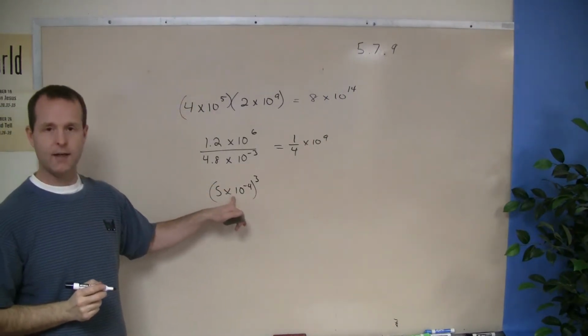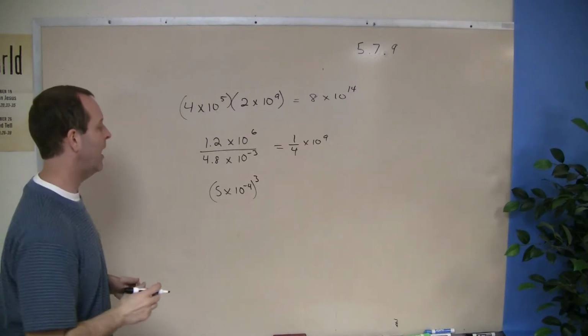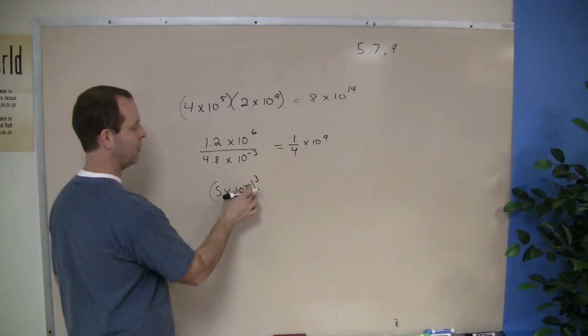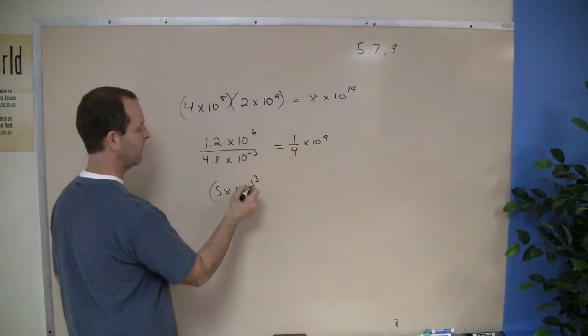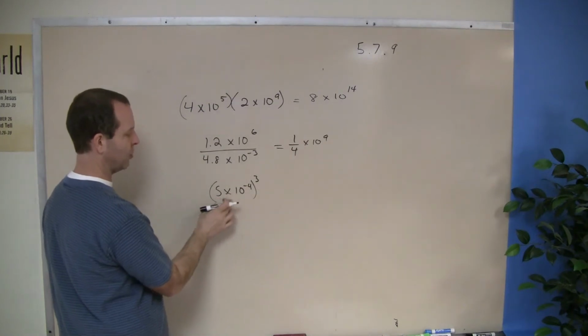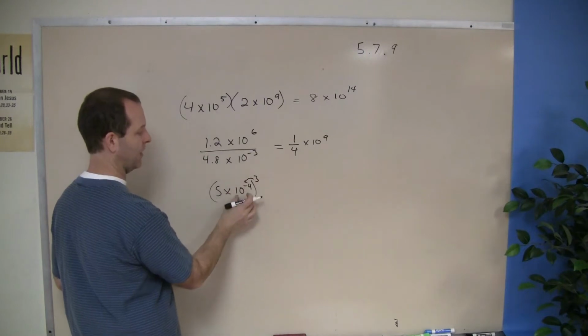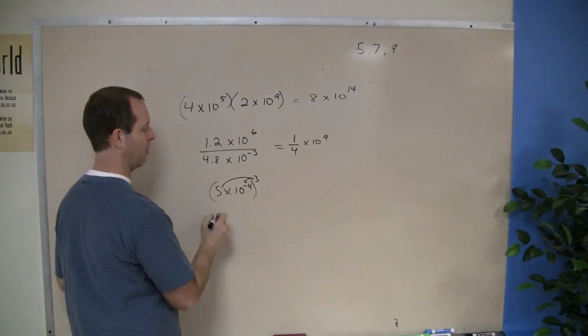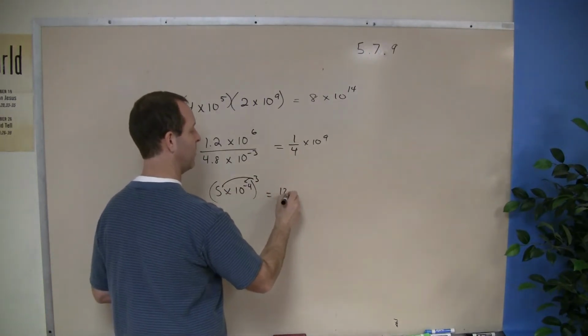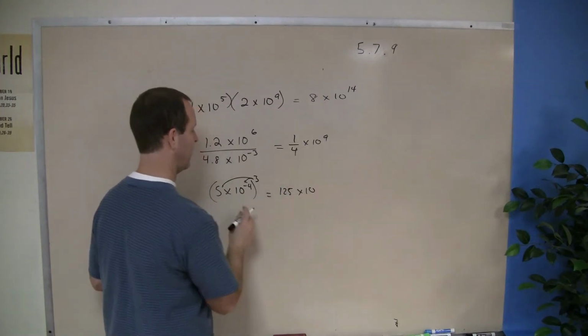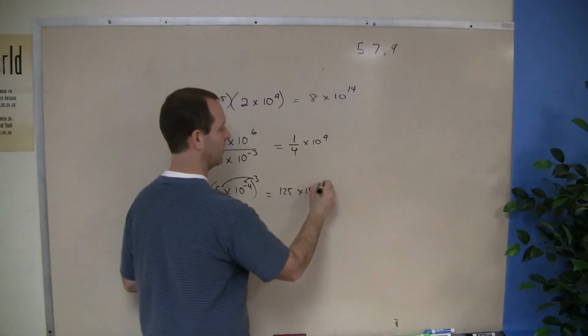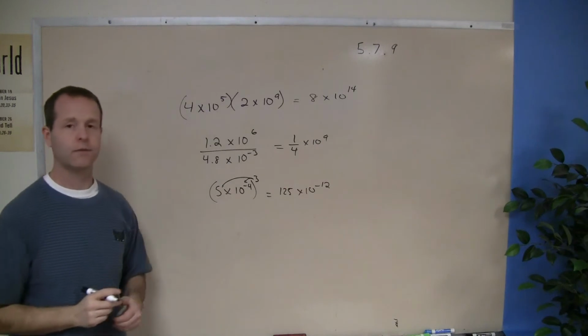And then likewise here, I'm going to multiply 5 times 10 to the negative 4. Since this is a multiplication problem in here, I can multiply that 3. That 3 goes to this part of it and also to that part. So I'll have 125 times 10, multiply the exponents, 10 to the negative 12.